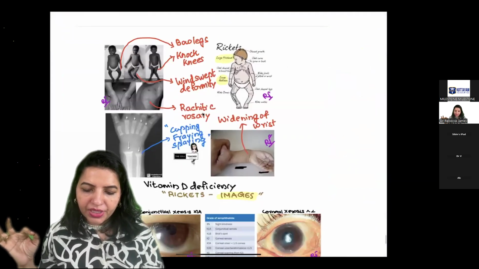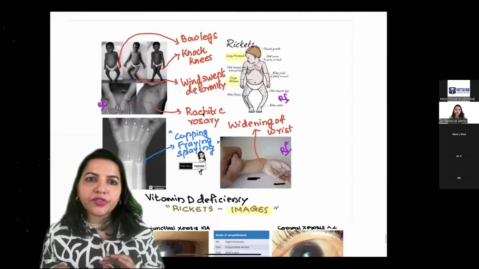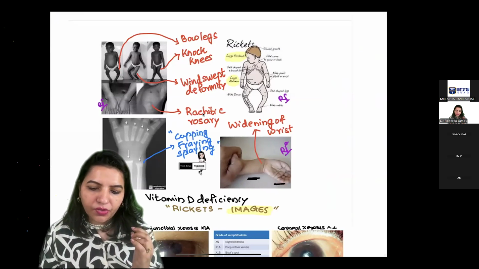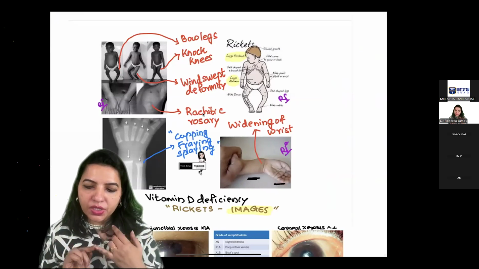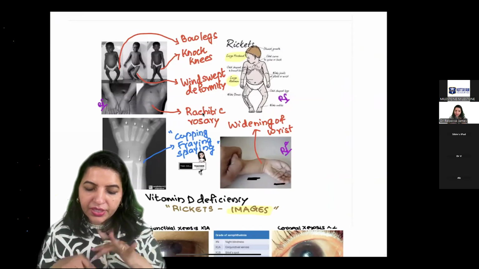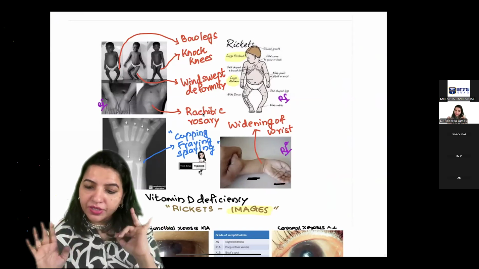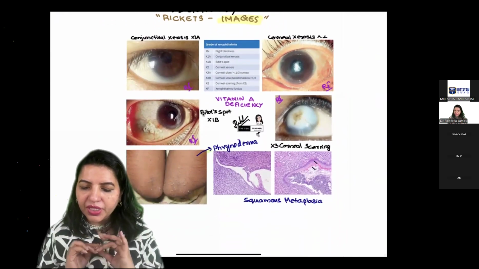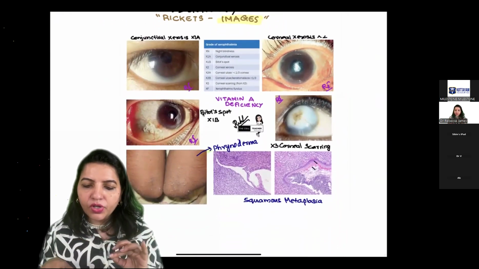This is vitamin D deficiency. You can see bowing of legs, you can see the knee deformities. Then what is this deformity? The second is a windswept deformity. Then the X-ray pictures, very, very important. Then vitamin A deficiency. And I have already also given the grades of xerophthalmia.